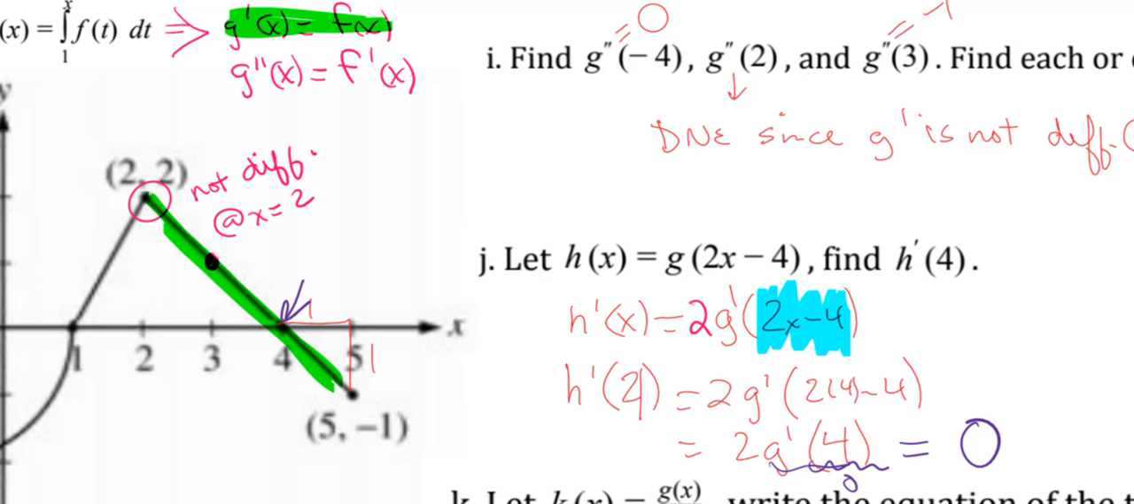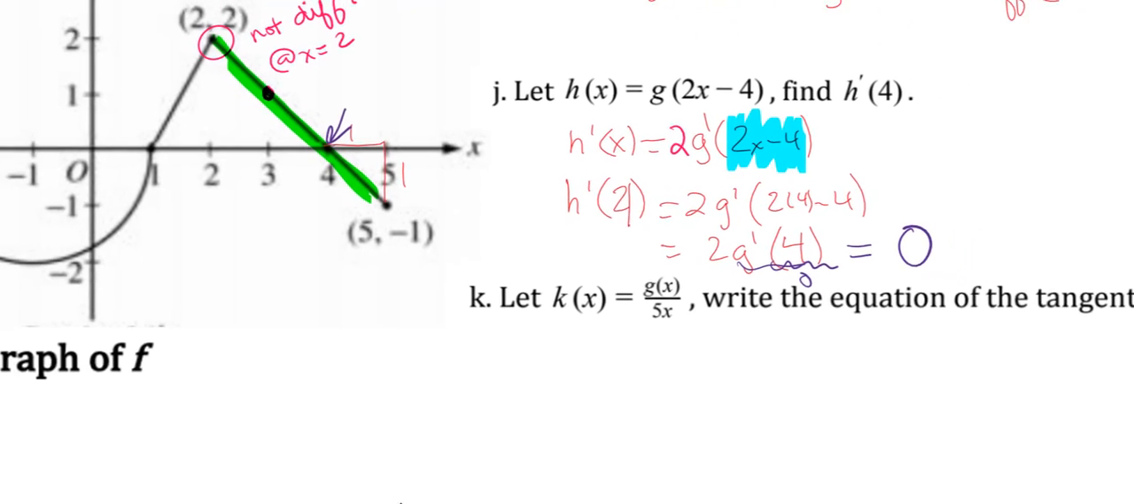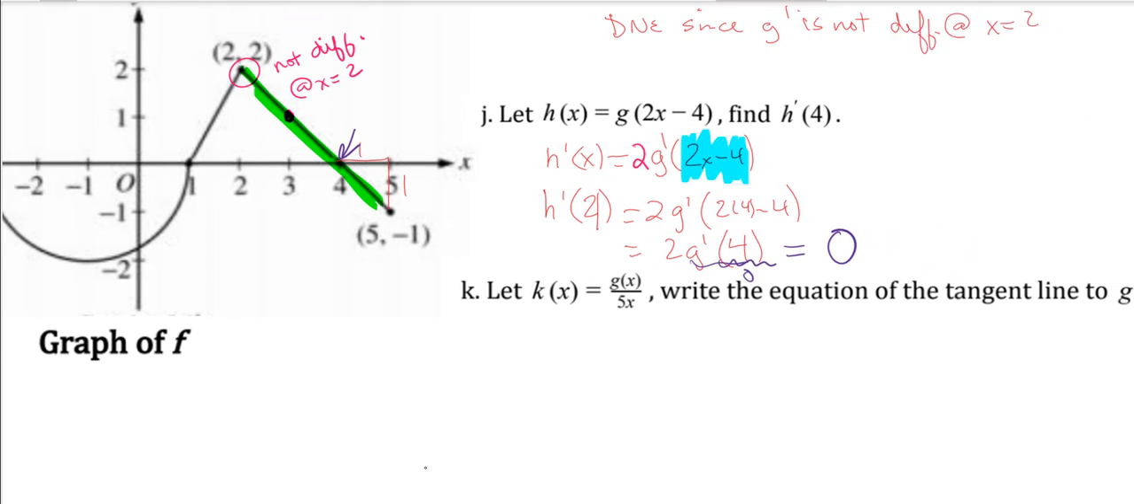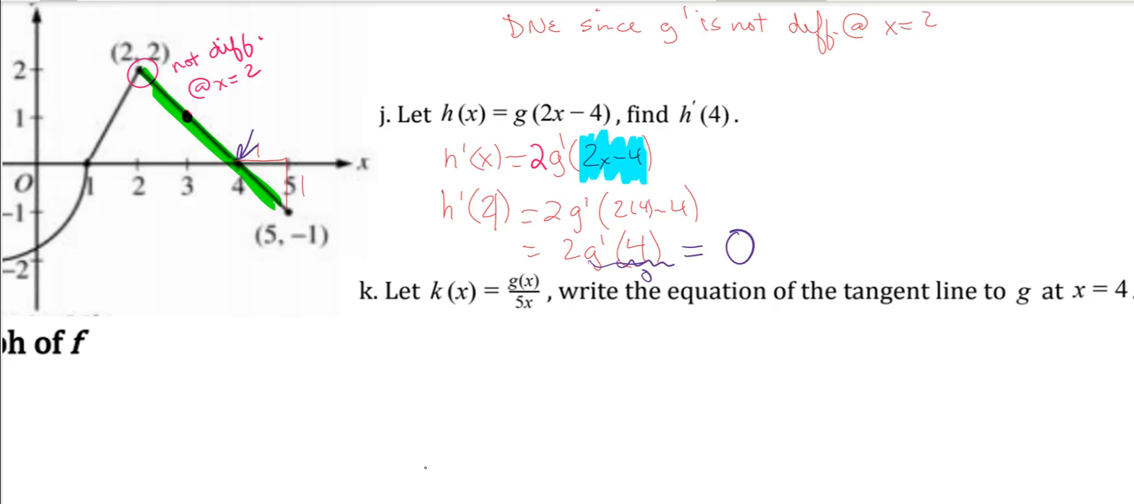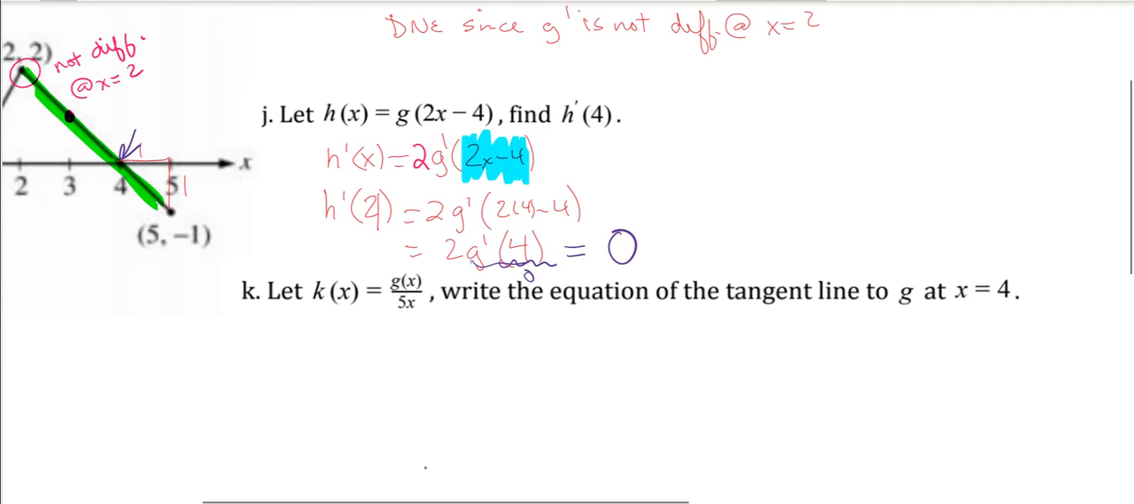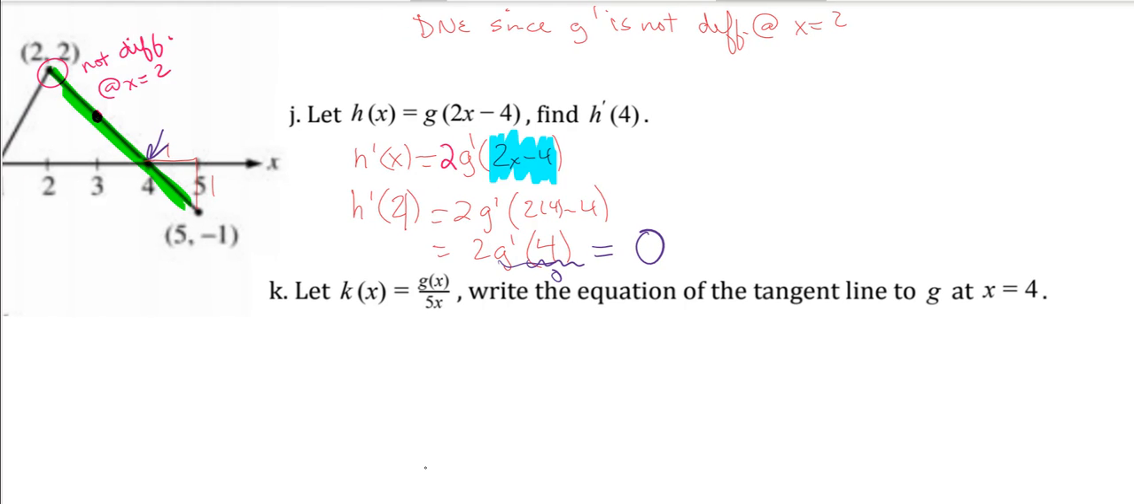Now on to part K. Part K says, all right, we've got to find k of x, and it's given by this fraction, g of x over 5x. Write the equation of the tangent line to g at x equals 4. All right, so tangent line. So we're going to need 2 things. We're going to need a point, and we're going to need a slope.